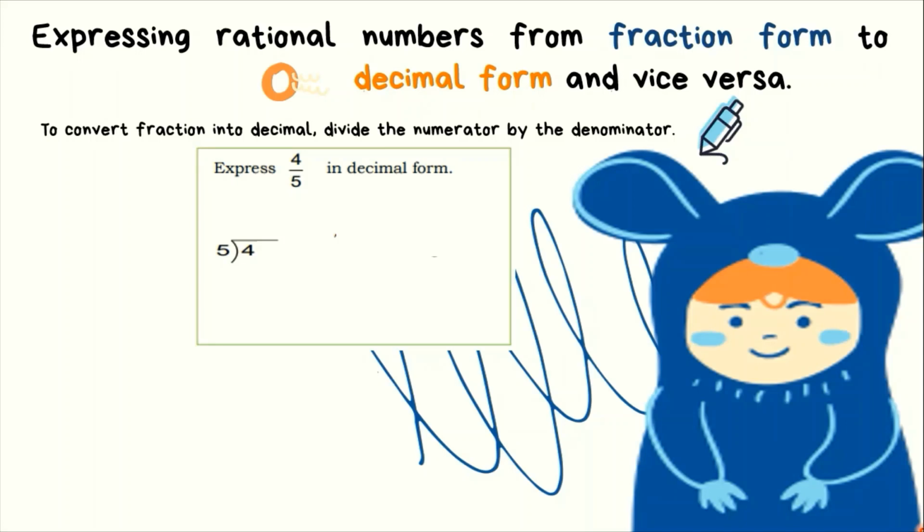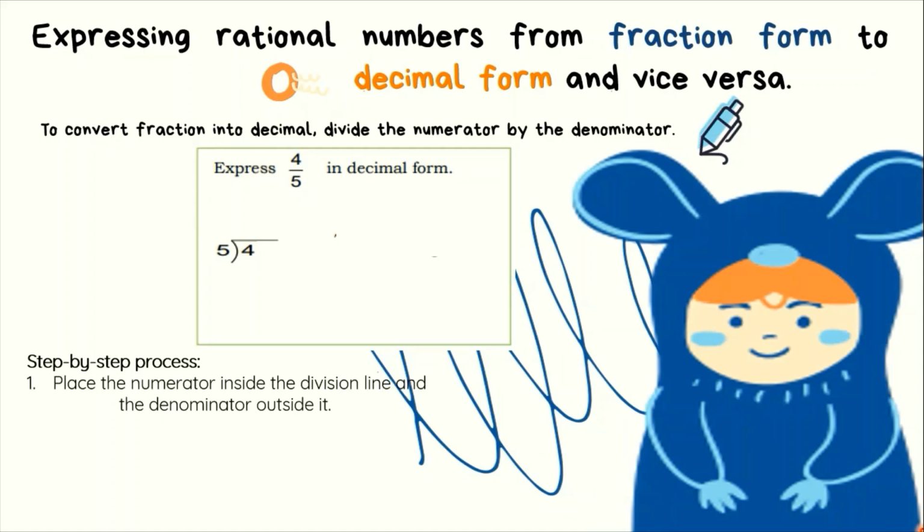Tayo rito ay may example, we need to express 4/5 into a decimal form. This is the step-by-step process. First, we need to place the numerator inside the division line and the denominator outside it. Kung ito ang ating division line, nandito ang 4, siya ang ating numerator sa 4/5. At 5 naman ay nasa labas dahil siya ang ating denominator. Step 2, divide the numerator by the denominator. Kaya mag-divide na tayo. 4 divided by 5 is 0.